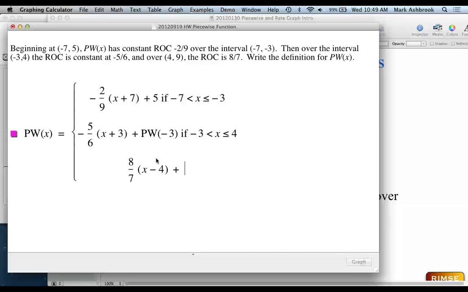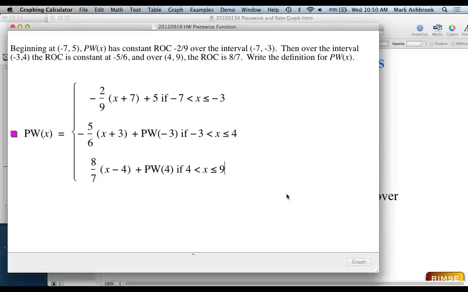We've learned a lot. Don't let it fall out. All right, so plus what? We want the b when x equals 4. PW of 4. And then if 4 is less than x, 9.